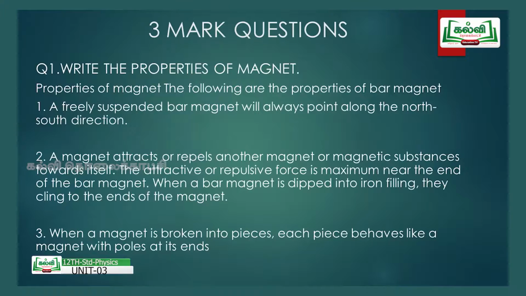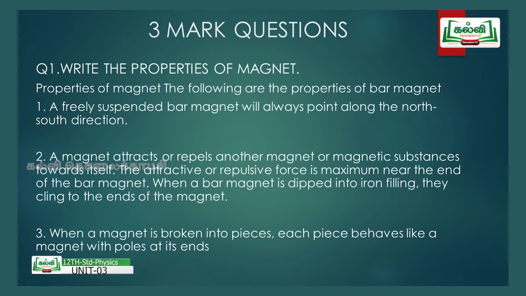We will discuss a few 3-mark questions. So, first, write the properties of magnets. It is an easy question. The properties of magnets: first, if you suspend a bar magnet, it will always point along the north-south direction. Then the magnet attracts or repels another magnet or magnetic material towards itself. The attractive or repulsive force is maximum at the ends of the magnet. When a bar magnet is dipped into iron filings, they cling to the ends of the magnet.